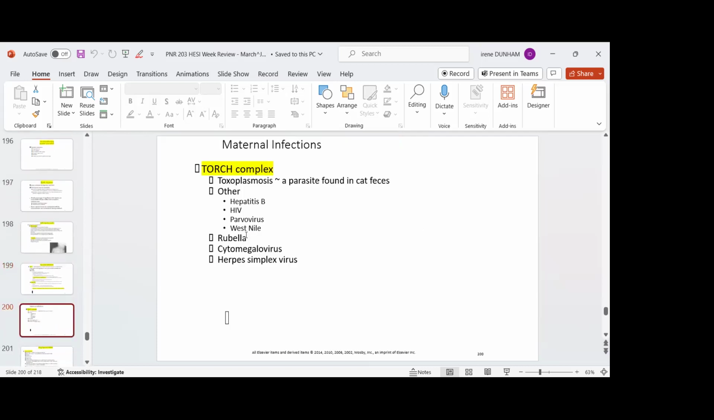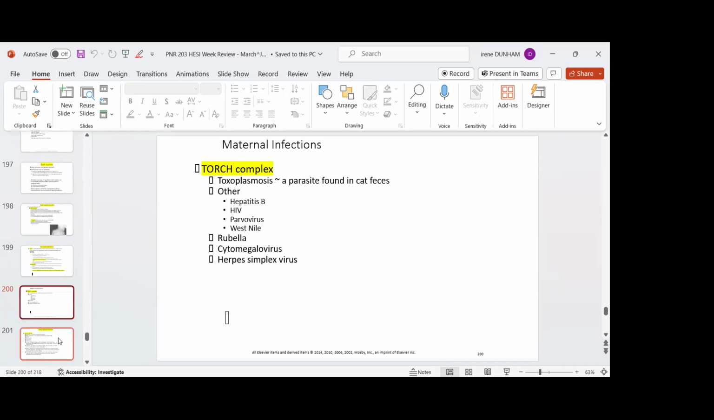All right. Some maternal infections. The TORCH complex starts with toxoplasmosis. That's a parasite that's found in cat feces. Then you have the O, remember it's T-O-R-C-H, where O stands for other, which includes your hepatitis B, your HIV, parvovirus, and the West Nile. Your R is your rubella. The C is the cytomegalovirus, and the H is herpes simplex.